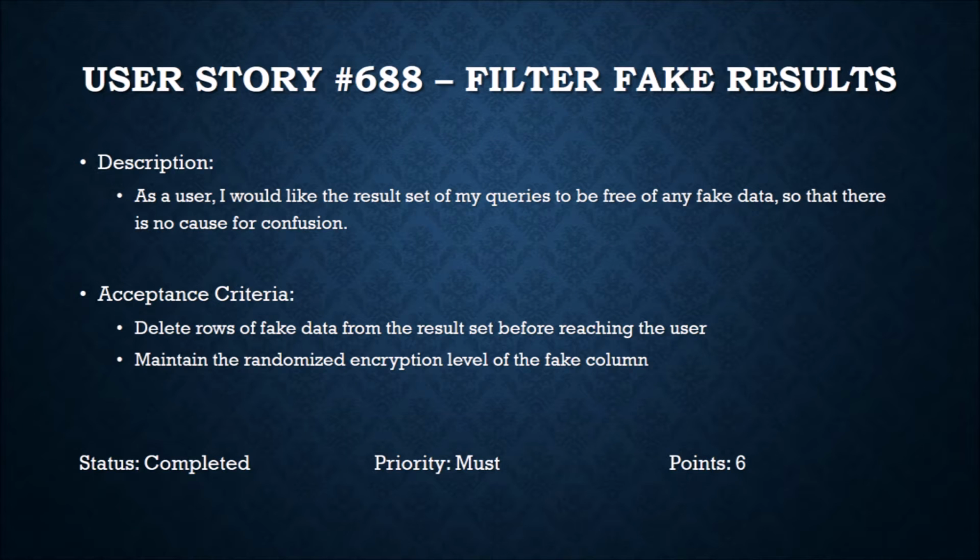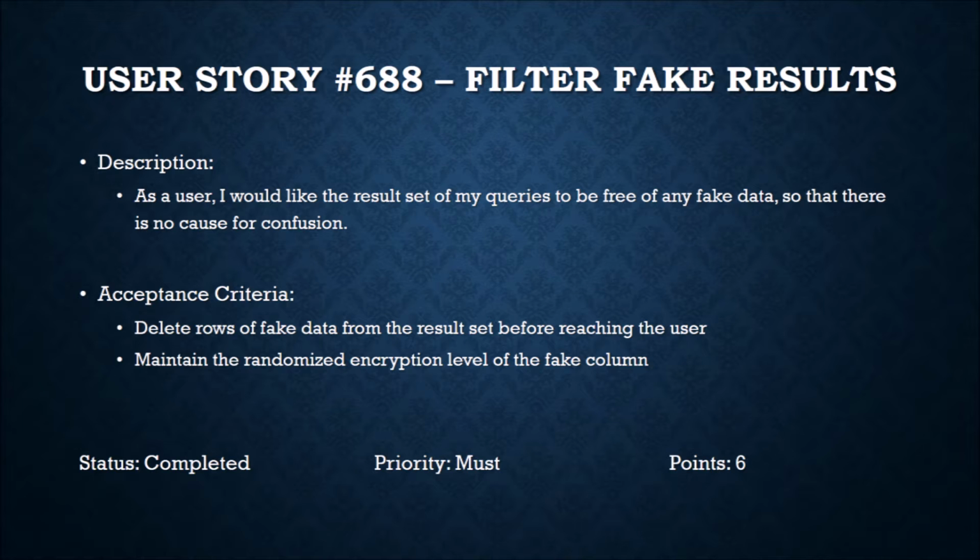This user story was created and approved during the sprint planning meeting with the product owner. The acceptance criteria as well as the requirement elicitation were also approved at that time. The description of this user story is that, as a user, I would like the result set of my queries to be free of any fake data so that there is no cause for confusion. There are two acceptance criteria that must be met for this user story.